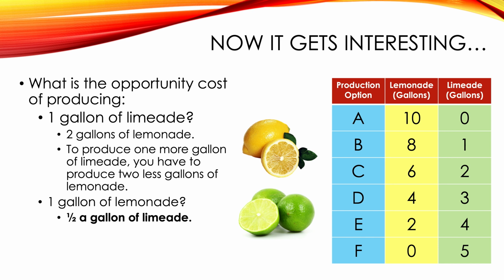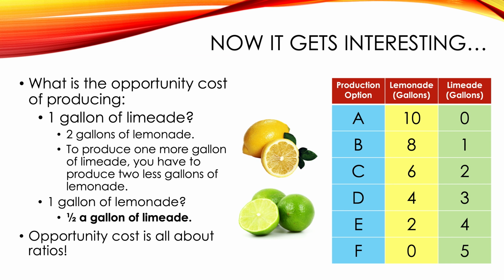And so, in other words, if you have to give up 1 gallon of limeade for every 2 gallons of lemonade, then you only have to give up a half a gallon of limeade for every 1 gallon of lemonade. So if you could picture it here in between, you would have like the number 1 and the number 4.5 right there. So that's how that goes.